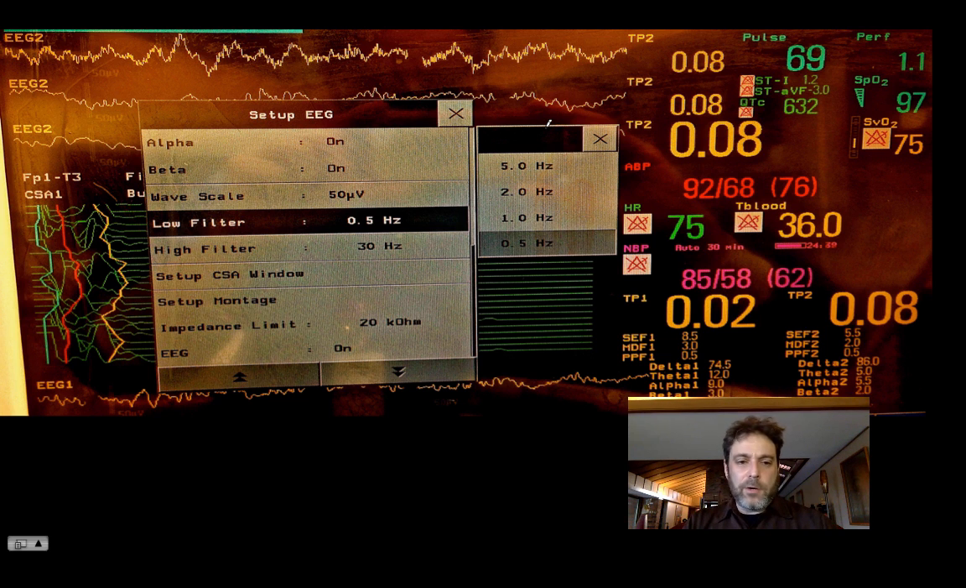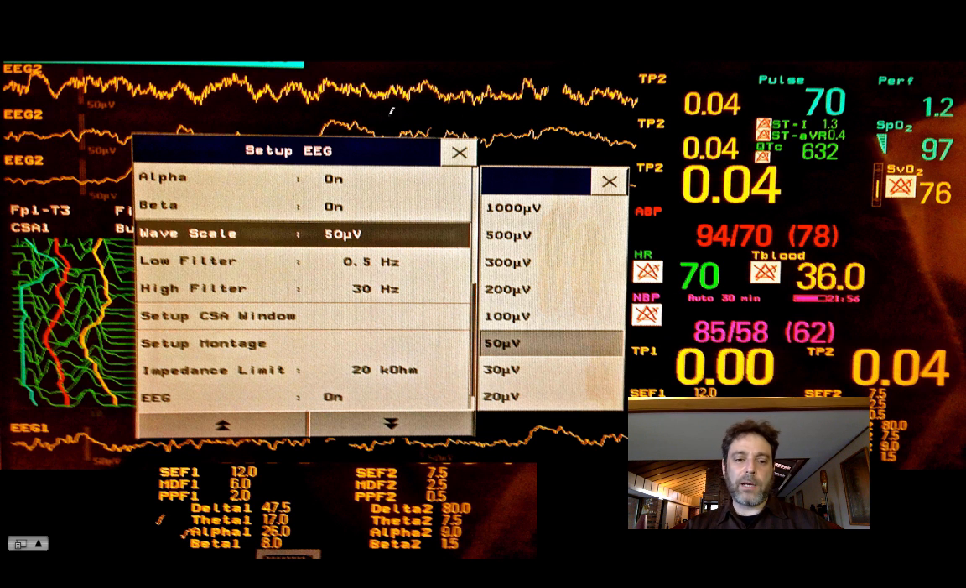Here is an example, sorry, I wanted to go back just to show you. This is with the Philips EEG module, how you can set the scale all the way from 20 microvolts going up to 1,000 microvolts. And typical scales are in these sort of ranges, but sometimes we go higher.